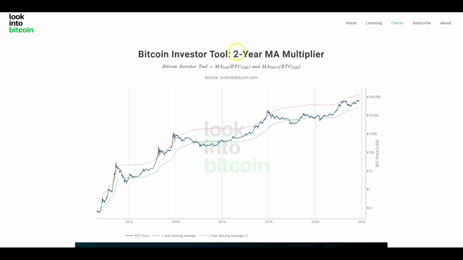Just checking in on a few other things. 2-year MA multiplier, still well within the band of that. Top side for this would be 135. So this is an oscillator. You want to buy in the green, sell in the red. This can exceed the 2-year MA multiplier. So it's the 5x of the 2-year MA. This can exceed that for weeks, but it's telling you it's a good time to be selling rather than buying when we're above that level.